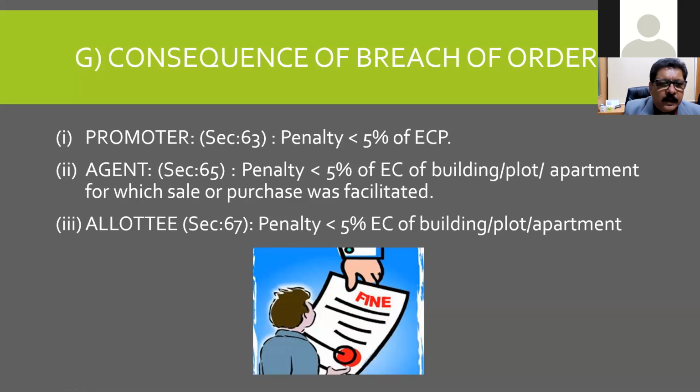Consequence of breach of order. Promoter, Section 63, penalty of 5% of the estimated cost of project. Agent, Section 65, penalty 5% of the estimated cost of building, plot, apartment for which the sale or purchase was facilitated. Allottee, Section 67, penalty up to 5% of the estimated cost of building, plot or apartment which he has booked.